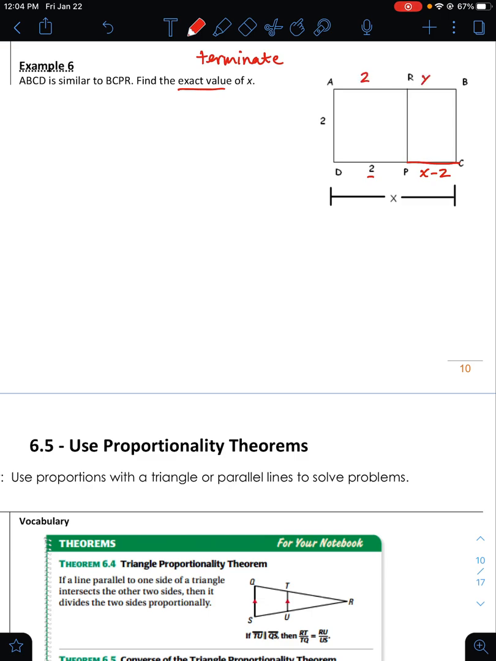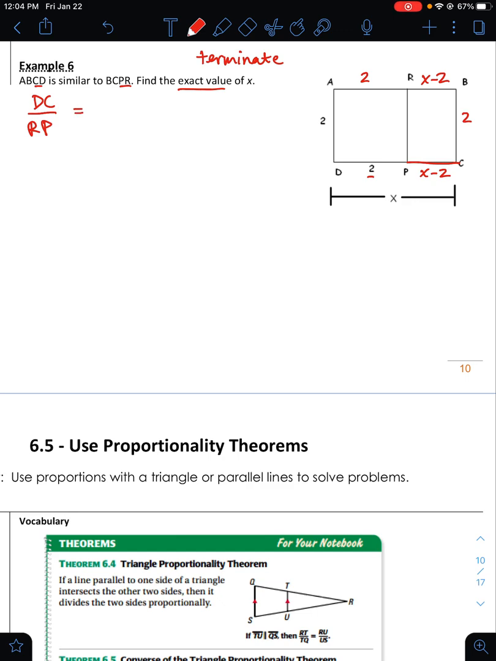So I've got 2 up here and x minus 2. I guess I can bring this 2 over. All right, so let's start with DC. So DC, let's go by the names up here at the top. DC goes with PR or RP. Okay.